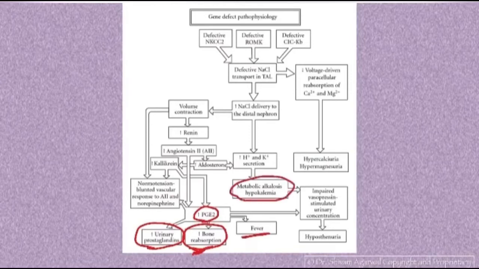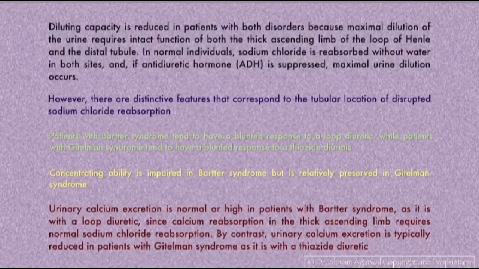Metabolic alkalosis and hypokalemia, and prostaglandin in turn, will lead to impaired vasopressin action and impaired urinary concentration, and hyposthenuria will be there. Let's come to the clinical features. In Bartter syndrome, the diluting capacity of the patient with both the disorders is reduced. So why is the diluting capacity being reduced?